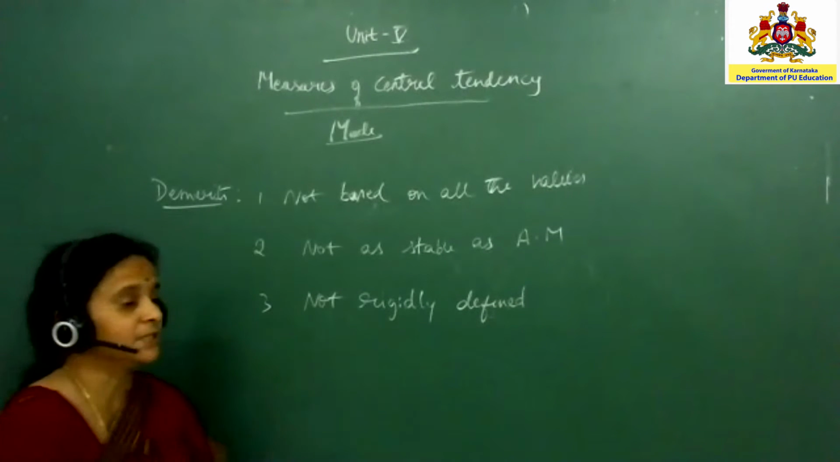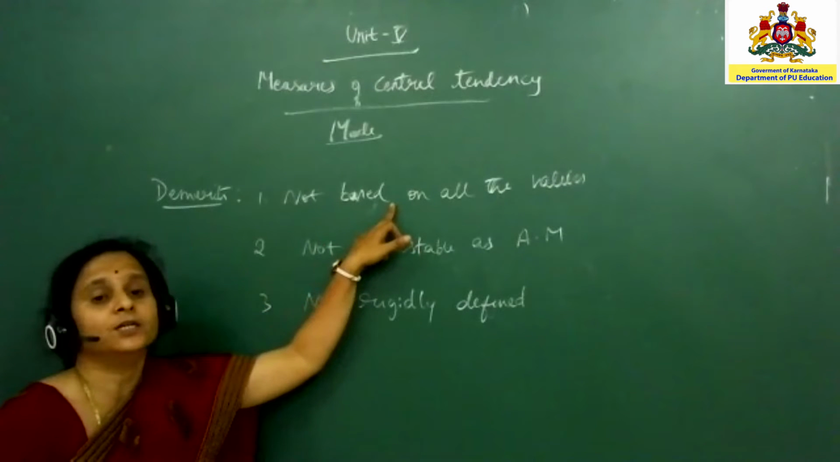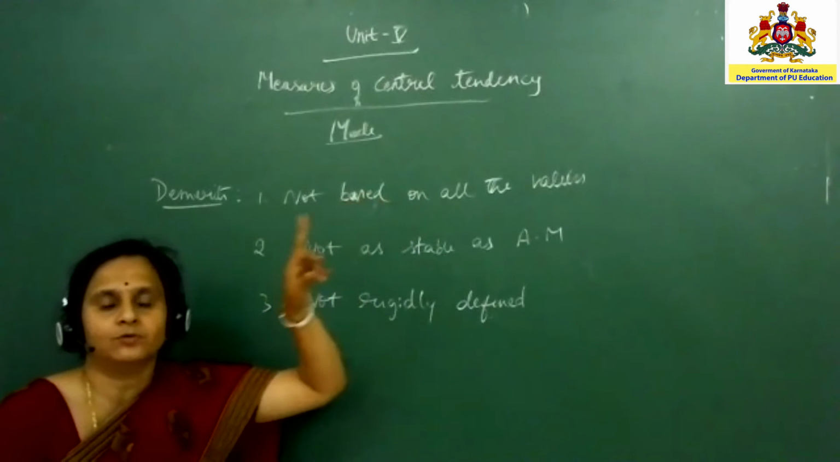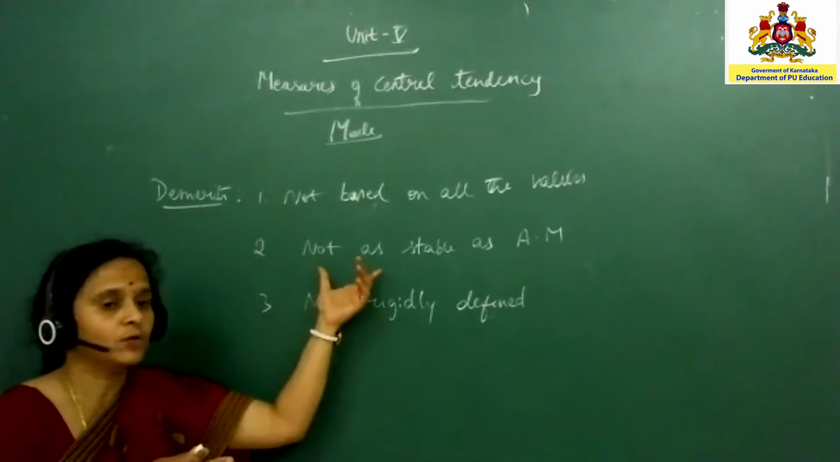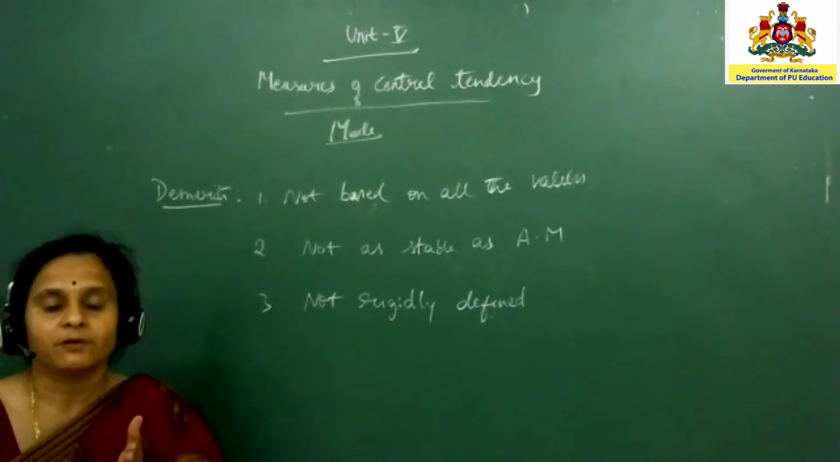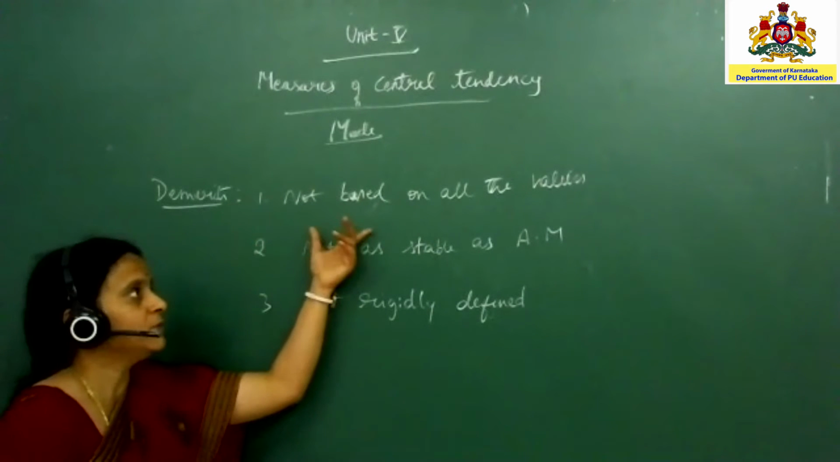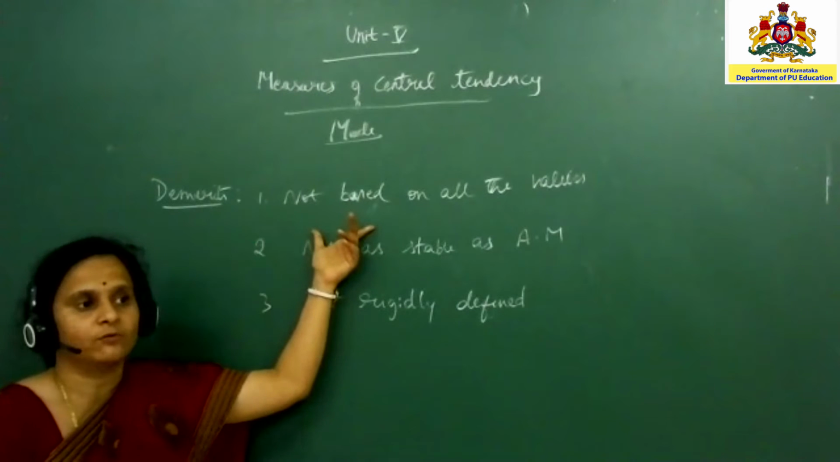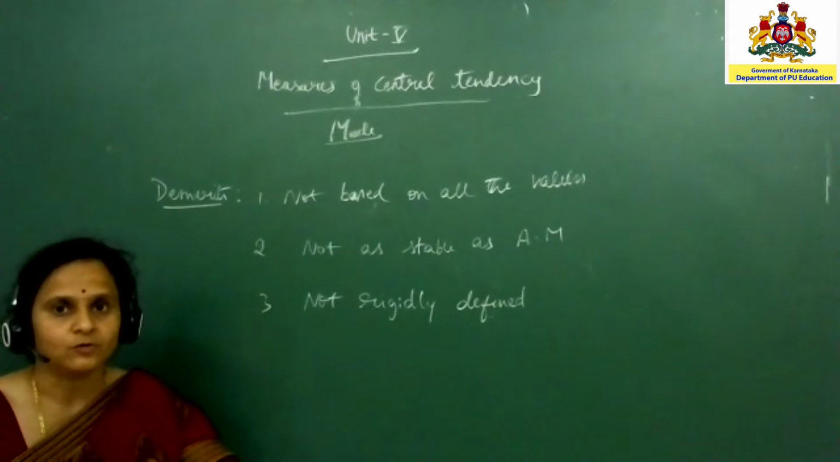Let me take up the demerits of mode. One of the main demerits is that it is not based on all the values. If you have a group of data, we are not taking all the values, because mode depends on the number of repetitions, the most frequently repeated value. As we are not taking all the values to find the mode, we say that it is not based on all the values.